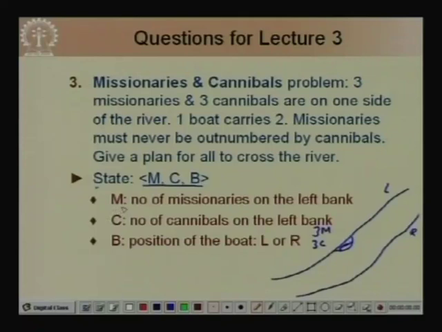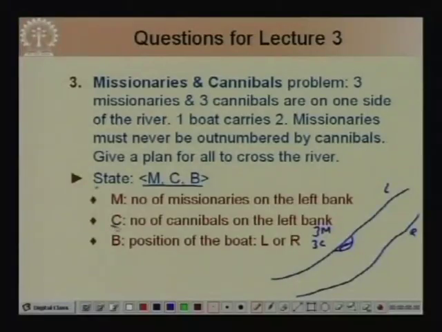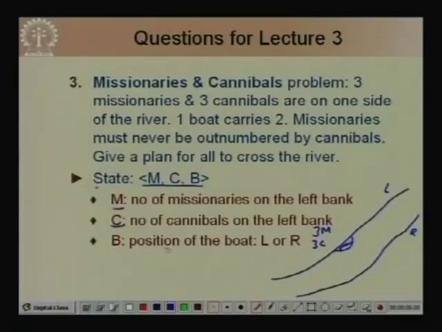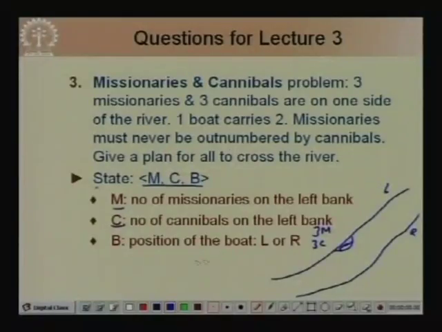Now, the state will be represented by three numbers. M is the number of missionaries on the left bank. Initially M is 3. In the goal state, M will be 0 because all the missionaries need to be on the right bank. C is the number of cannibals on the left bank. Initially C is 3. In the goal state, C will be 0. And B is the position of the boat, whether the boat is on the left bank or the right bank. In the beginning, the boat will be on the left bank.